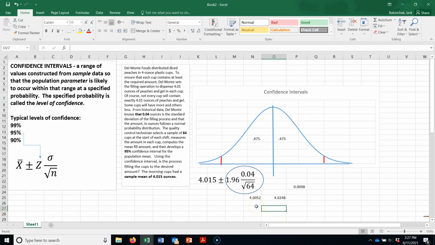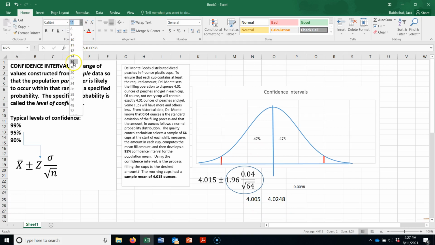our confidence interval then is 4.0052 to 4.0248. Okay, let me make that a little bigger, because that's our answer. That's what we're going to report to our boss.